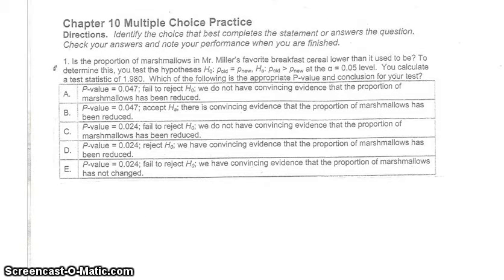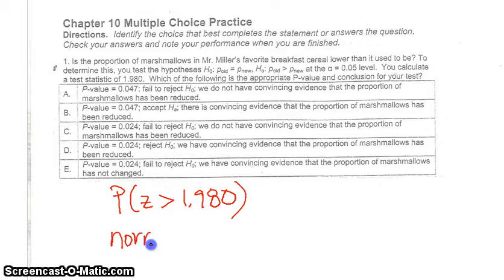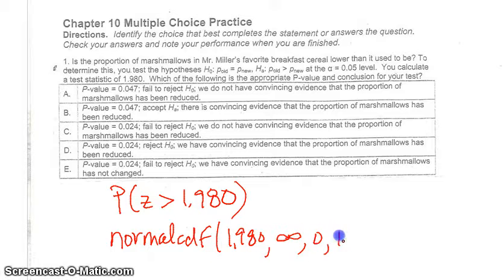Some practice multiple choice. So let's walk through this. What's given is 1.980, a z-score. Well, if that's my z-score, how do I use it with my hypotheses so that I can make a decision? Well, if you guys recall, just like on the quiz, that is a normalcdf calculation: 1.980 comma infinity comma 0 comma 1.